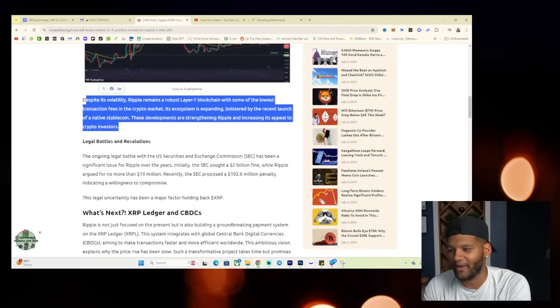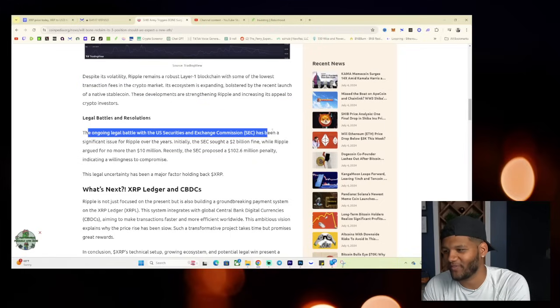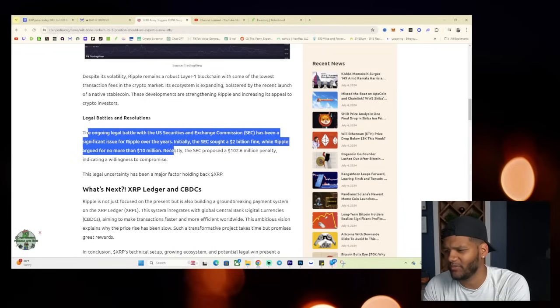You do have legal battles, which we all know about, right? The ongoing legal battles with the U.S. Securities and Exchange Commission have been a significant issue for Ripple over the years. Initially, the SEC sought a $2 billion fine, while Ripple argued no more than $10 million. Recently, the SEC proposed a $102 million penalty, indicating a willingness to compromise.